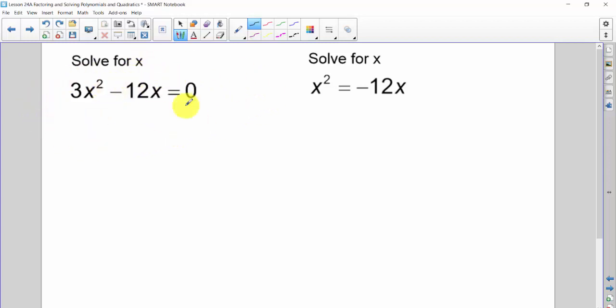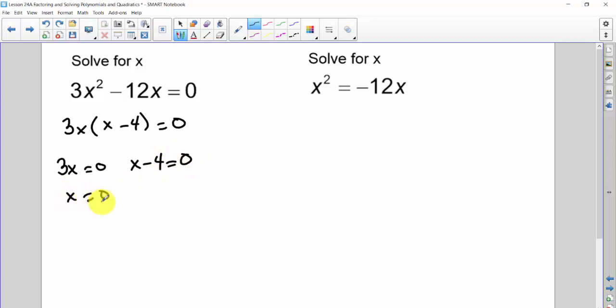So what we have to do is factor it to get two multiples, or two factors. I see that this is a GCF factoring, so I pull out a 3 and an x, leaving me with an x minus 4. That's equal to 0. Again, I have the zero product principle, so either 3x equals 0, or x minus 4 equals 0. x in this case equals 0, or x equals 4.